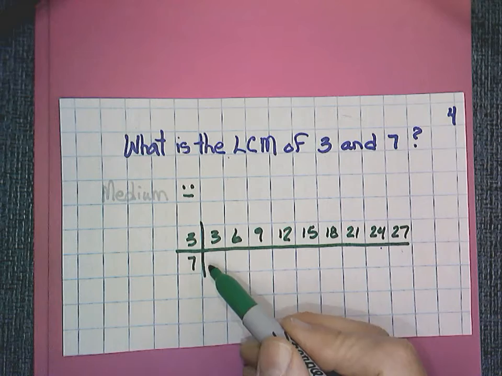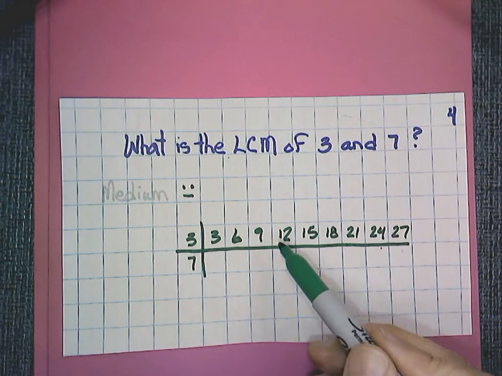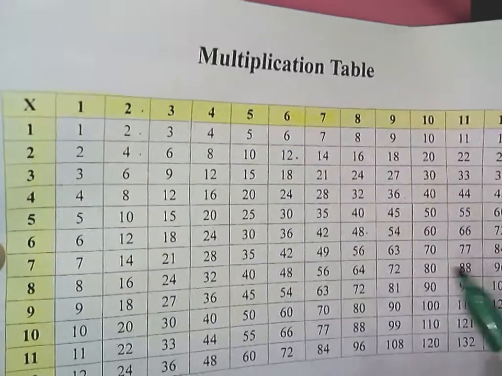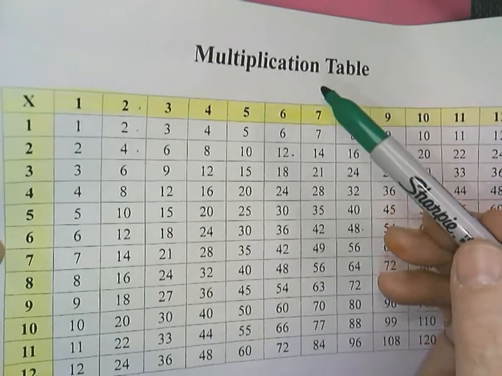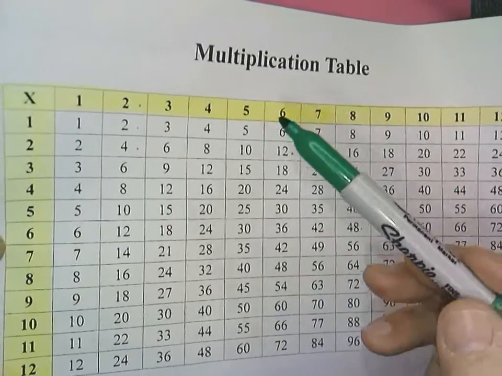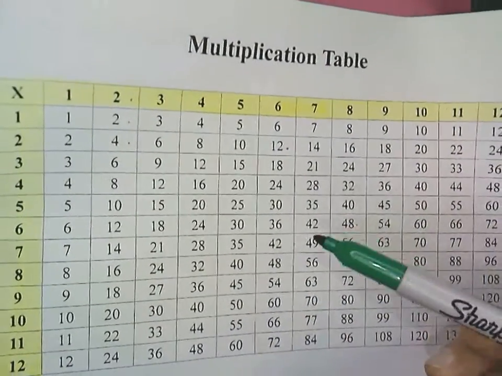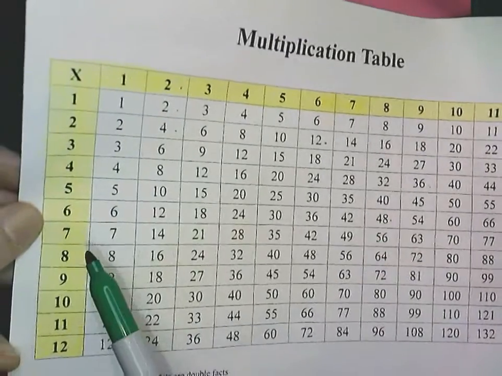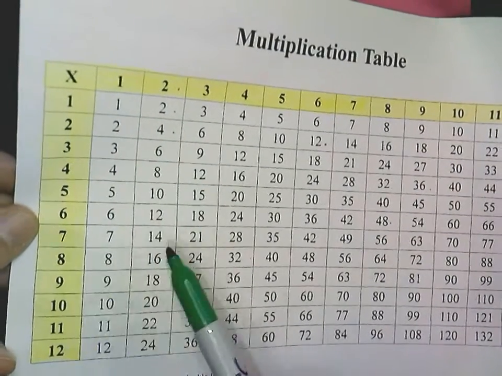Now I'm going to do multiples of 7. Now, if you're not clear about this, remember, it is fine to use your multiplication table. I don't have a problem with that. But you do really want to work on memorizing your facts. And you can see here, multiples of 7 would be, let's just do a couple, 7, 14, 21, 28.